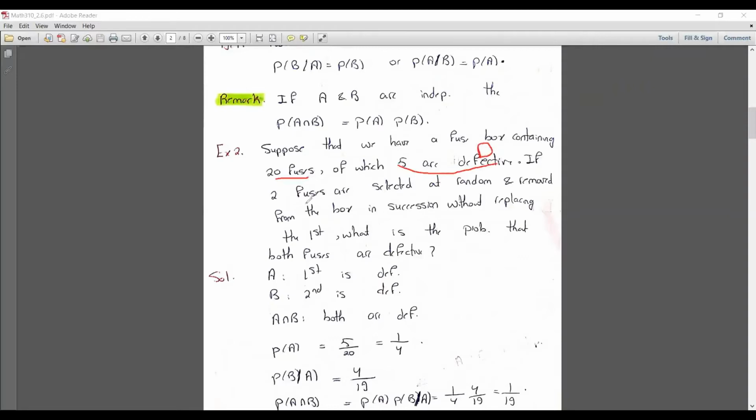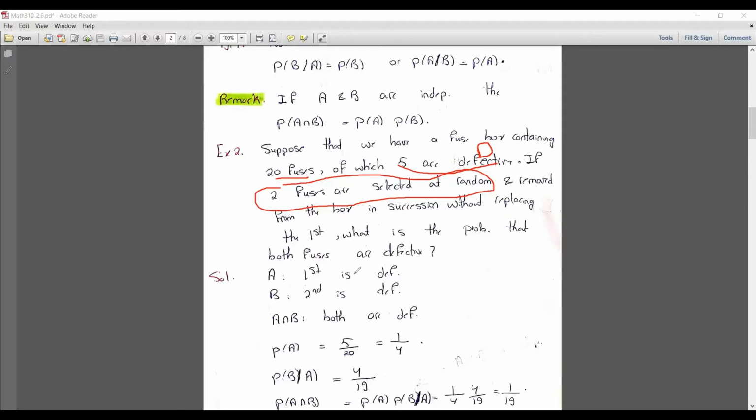If 2 fuses are selected at random, so we are selecting 2 fuses at random and removing them from the box in succession. What do we mean by this one, guys? It means that we're gonna take the first fuse and we're not gonna replace it again. We're gonna just remove it from the box, then take the second one. So here repetition is not allowed, okay, guys? We are saying what is the probability that both fuses are defective.